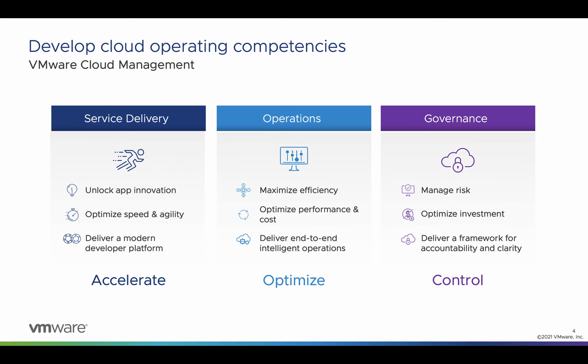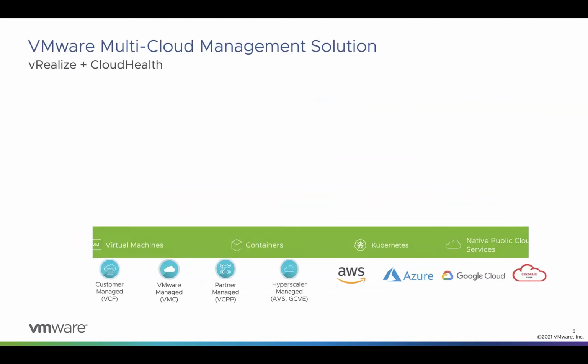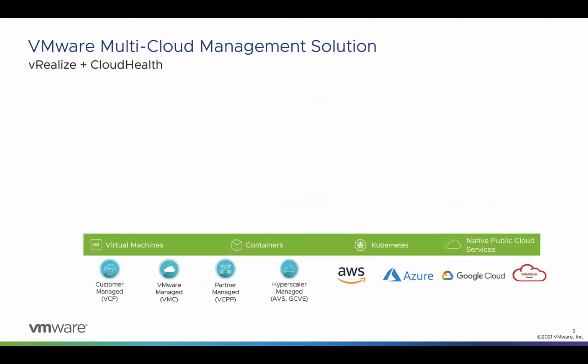So the question becomes, how do we develop this cloud operating model? We want to start looking at a few different things first. We want to make sure that no matter where our data is coming from, be that customer managed, VMware managed, like VMC on AWS, partner managed or hyperscaler managed like AVS or GCVE, or in any sort of public cloud deployments like AWS, Azure, Google Cloud, Oracle Cloud. And we want to make sure we're also delivering our services, whether that be through virtual machines, containers, Kubernetes, or our native public cloud services.